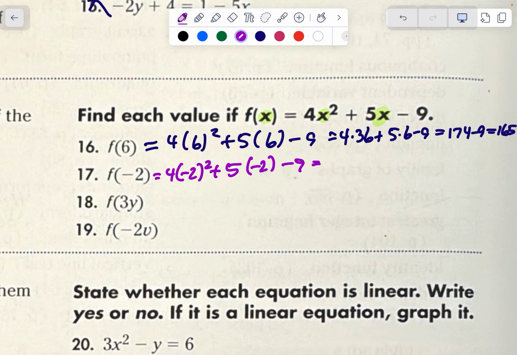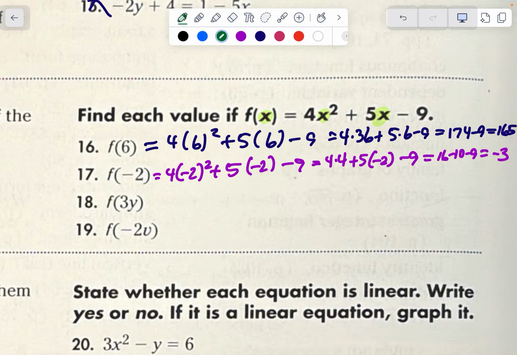So negative 2 times negative 2 is 4. So this is going to be 4 times 4. This is still 5 times negative 2. I'll just leave that alone for the moment. Now, this is going to be 16 minus 10 minus 9. And you can do that from left to right at this point. 16 minus 10 is 6. 6 minus 9 is negative 3.